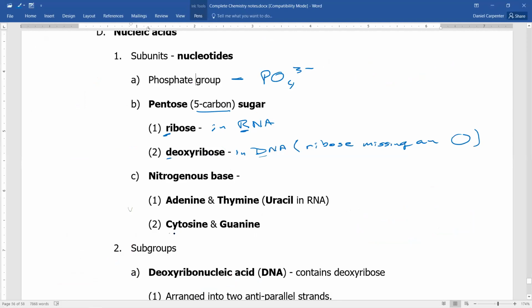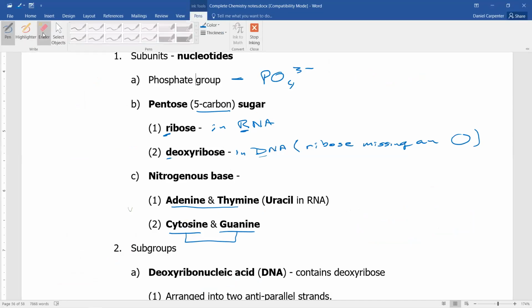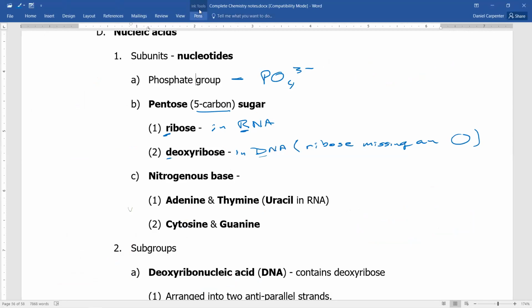Okay, so here's the thing. There's what I was just talking about, RNA versus DNA, cytosine or guanine. And these two always pair. Cytosine always pairs with guanine, DNA or RNA. Adenine and thymine pair in DNA, and adenine and uracil pair in RNA.